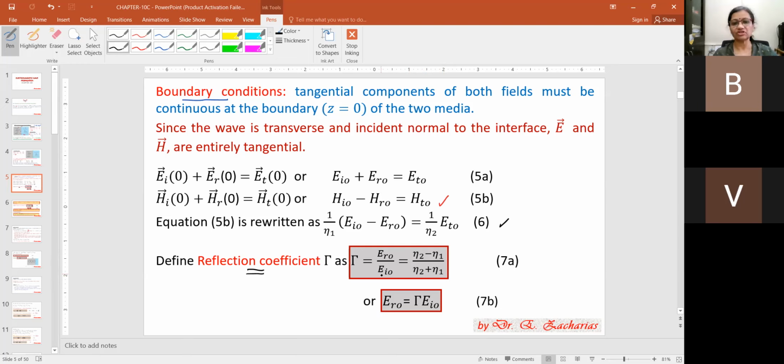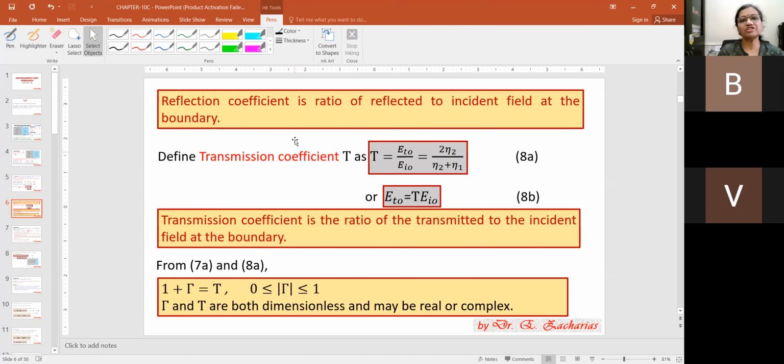Or you can write another equation here: ER naught equal to gamma into EI naught. Sorry, not tau, gamma. So now let us physically define what the reflection coefficient is. It is ER naught by EI naught. We define the reflection coefficient as the ratio of the reflected to the incident field at the boundary.